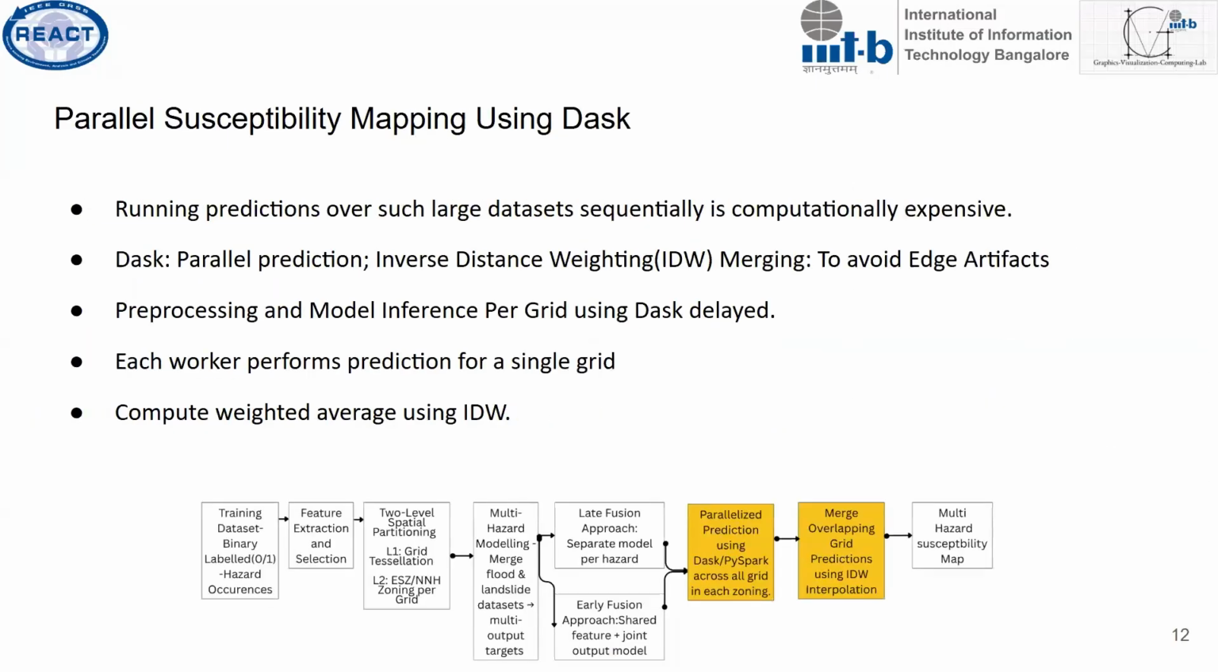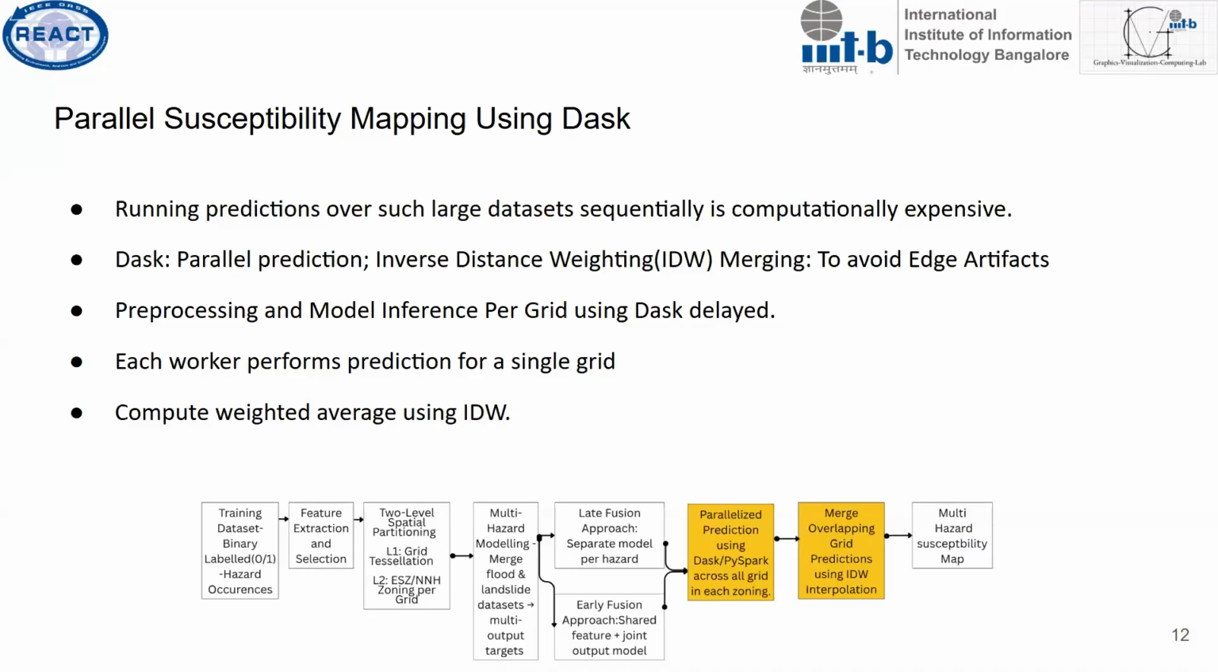And finally, we are running the susceptibility mapping using DASK. Here we have used DASK, and we have treated each grid as a unit of worker to parallelize our entire final prediction workflow. And finally, after predicting for each data point in each grid, we are merging the final map using inverse distance weighting merging.